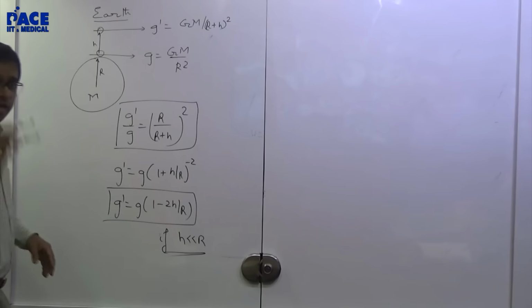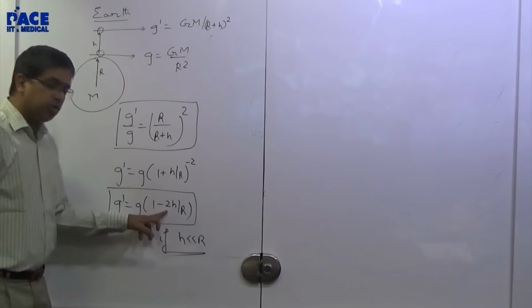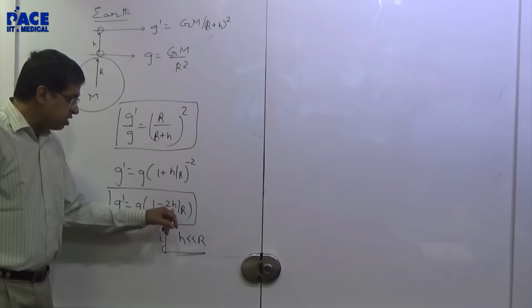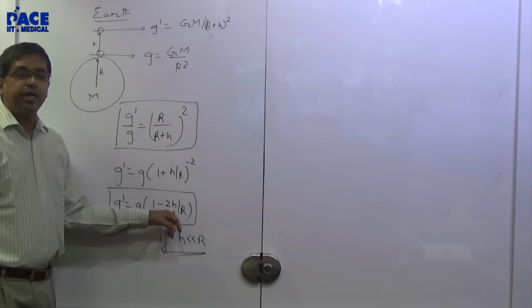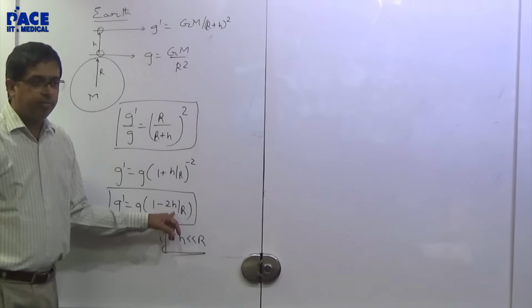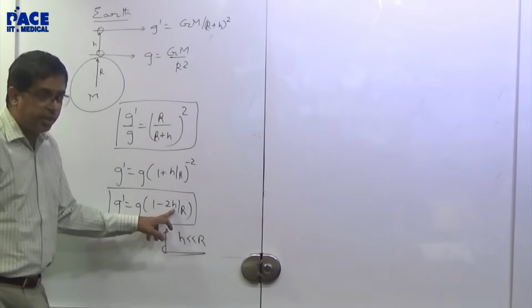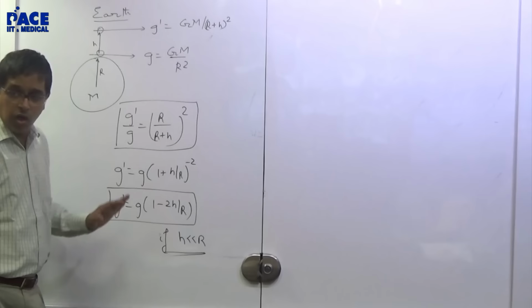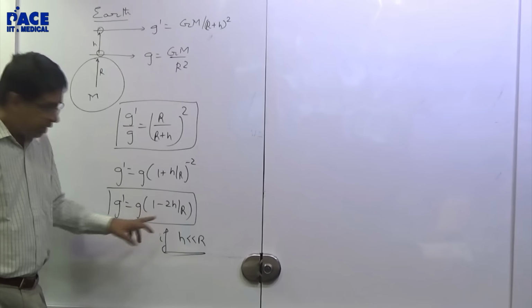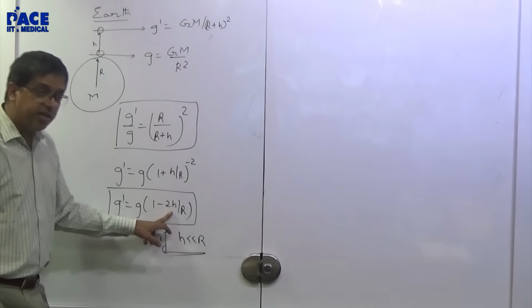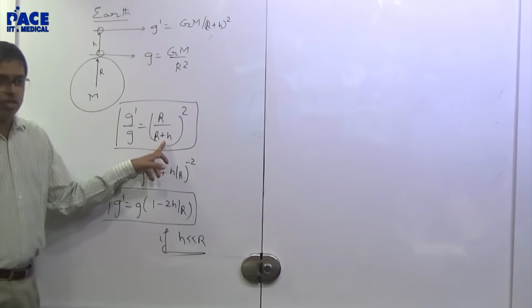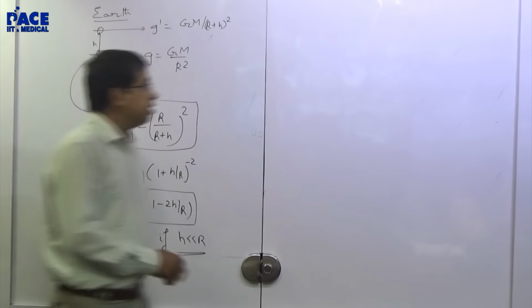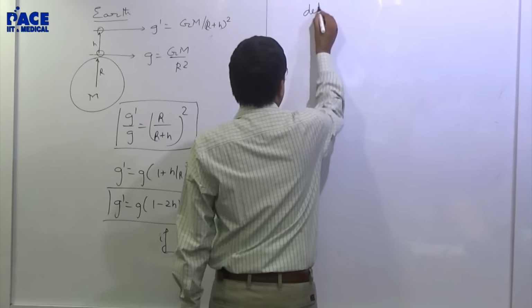Remember this approximation in your CET. This question is very famous. Intentionally they will give you R by 2 or R by 4 for h. For instance, if you take R by 2, you get g dash to be 0, which is wrong. Right? I cannot use this formula if h is R by 2. I should use this particular formula. Suppose I go to a depth of h.